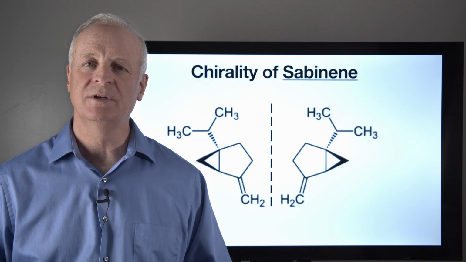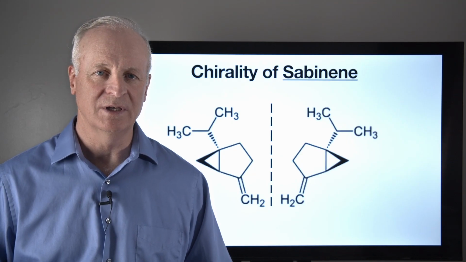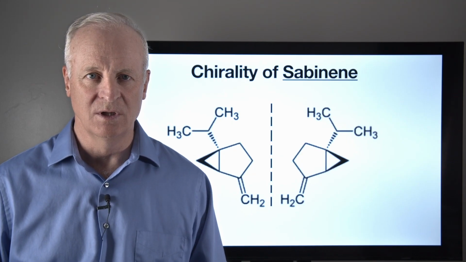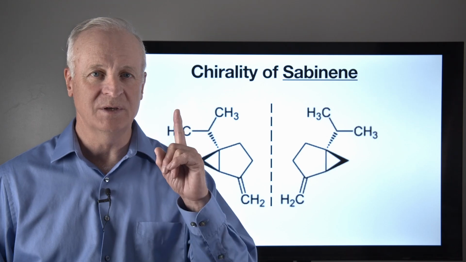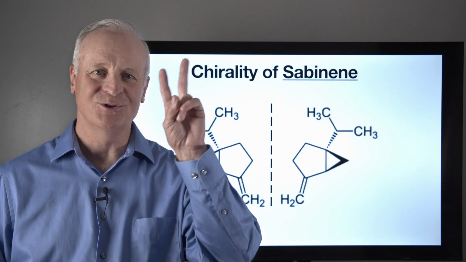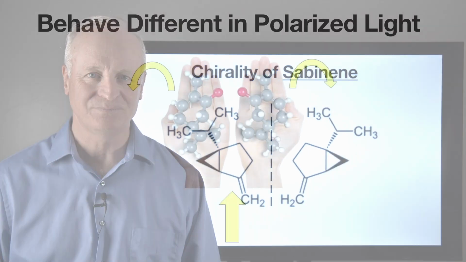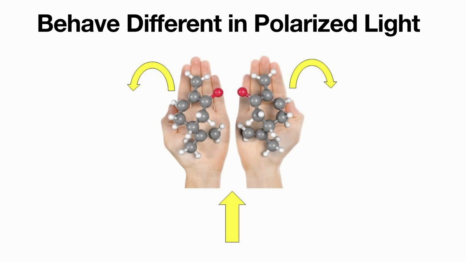Here's an example of another common molecule in frankincense essential oil called sabinene. Again, you see the right and left-hand molecules. They are mirror images of each other. There's not one sabinene molecule. There are two sabinene molecules. Now, it's very important that you understand that there's a way to differentiate between these two chiral molecules.